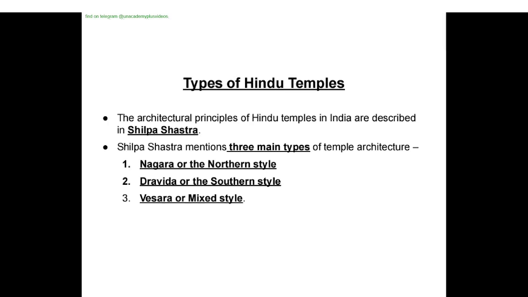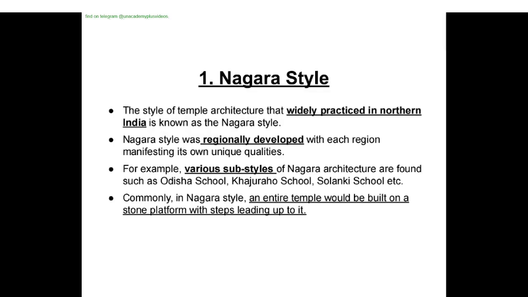Types of Hindu temples. The architectural principles of Hindu temples in India are described in the Shilpa Shastra. Shilpa Shastra mentions three main types of temple architecture: Nagara or the northern style, Dravida or the southern style, and Vesara or the mixed style.